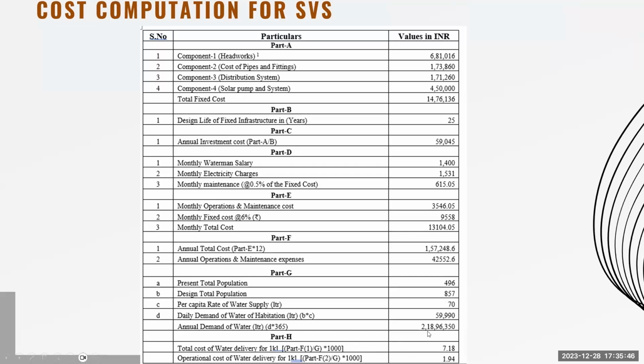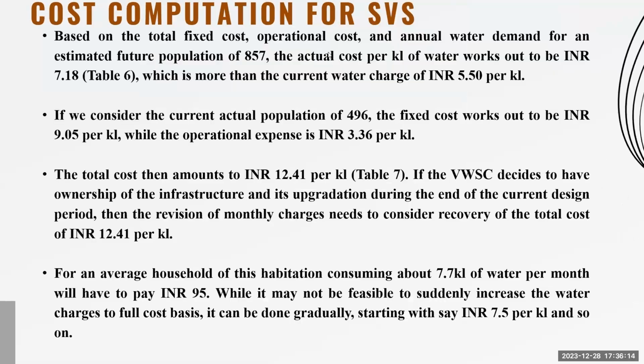So one can calculate the annual demand for water, and we'll convert that into kiloliters as well. And then once we have this, we can calculate the total cost of water delivery for 1 kiloliter, and the operational cost per kiloliter. So here it works out to be quite small. It's 7 rupees per kiloliter and about 1.9 rupees per kiloliter in this case.